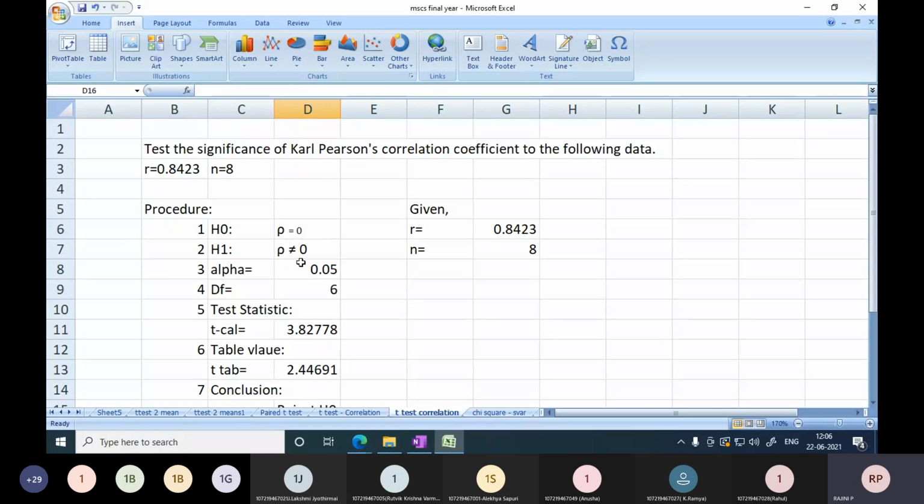Rho is not equal to 0. Not equal to 0 means what? There is a significant difference. Rho is equal to 0 means what? There is no significant difference. Rho is not equal to 0 means what? There is a significant difference. Is it clear?